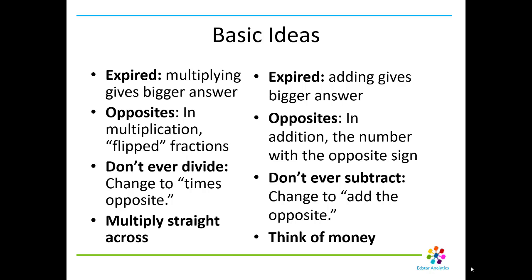We don't want to divide. We want to change it to multiply the opposite. We don't want to subtract. We want to change it to add the opposite. And there, the definition of opposite depends on which operation you're doing. And then once we have that, that's where the pattern is. Then you just need one rule for how to multiply fractions and one rule for how to divide or how to subtract.